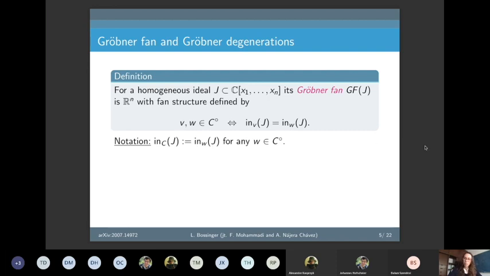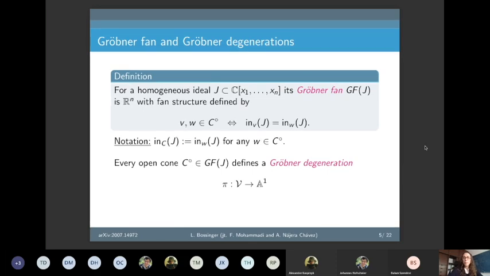And now the great advantage, or the reason why I am interested in the theory of Gröbner fans and Gröbner bases, is the following. Every cone now defines a Gröbner degeneration.